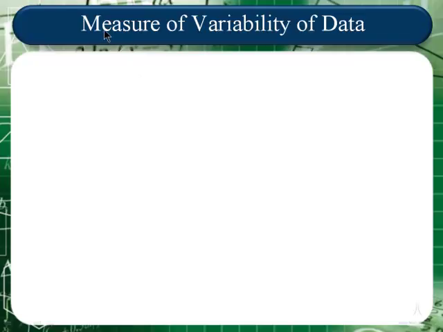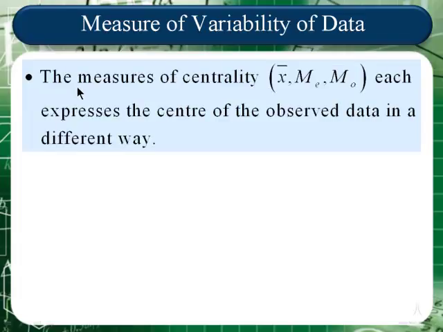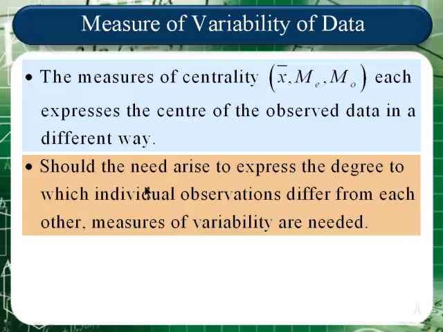Let us look at measures of variability of data. Now the measures of centrality, namely the mean, median and mode, each expresses the center of the observed data in a different way. So they are measures of central tendency. What is the tendency towards the center of the observed data?